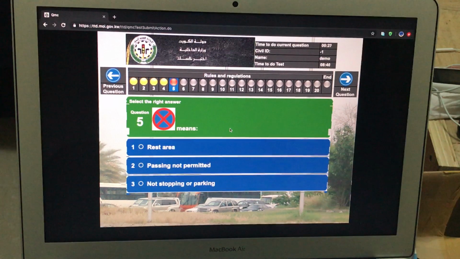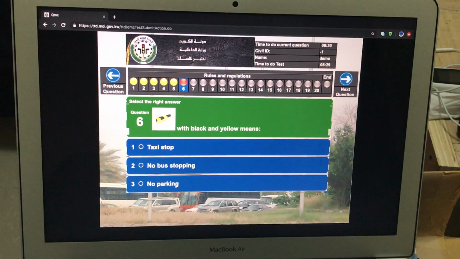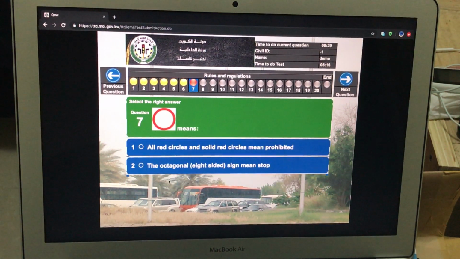This circle in blue and cross in red means no stopping and no parking. There are three options, but you have to select only one. So it will be no stopping, no parking. Here is the yellow and black marking. With black and yellow means taxi stop, no; bus stop, no; no parking. This one, no parking.